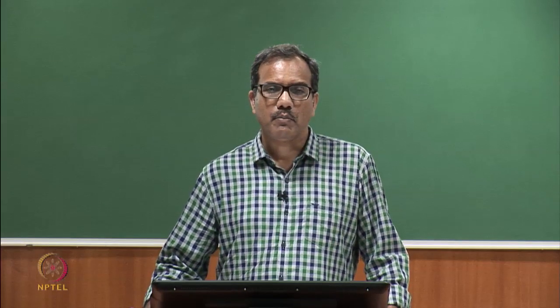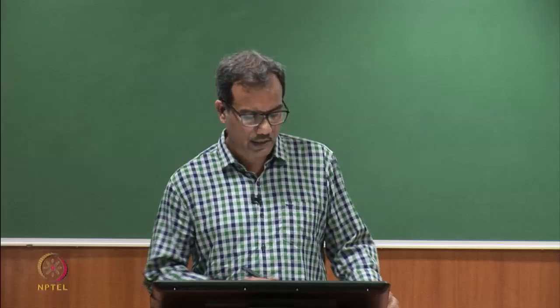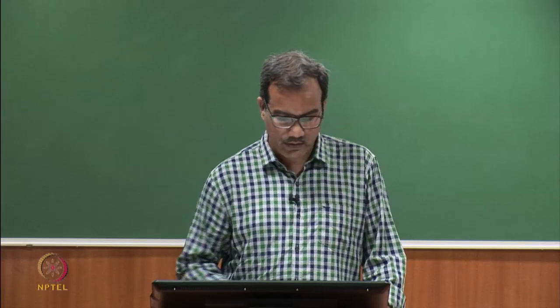However, bonds in transition metal complexes are not rigid, but undergo vibration that may temporarily change the symmetry. For example, an octahedral complex vibrates in such a way that inversion symmetry is lost momentarily, and this phenomenon is called vibronic coupling. So, because of vibronic coupling, d-d transitions are allowed.